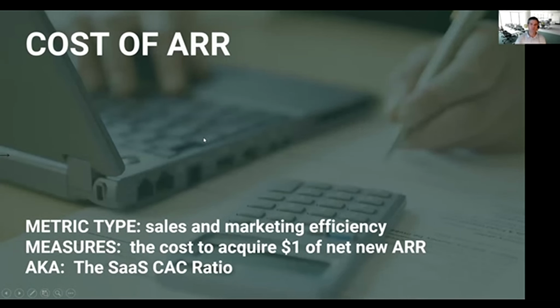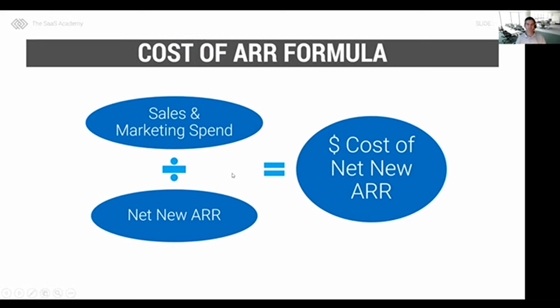And this is one of my favorite metrics. It's a sales and marketing efficiency metric, and it measures the cost to acquire $1 of net new ARR coming into your business. It's also known as the SaaS CAC ratio. So the cost of ARR formula is simply sales and marketing spend, so those expenses fully burdened, wages, taxes, commissions, etc., divided by net new ARR. And that gets the cost of net new ARR for your business.